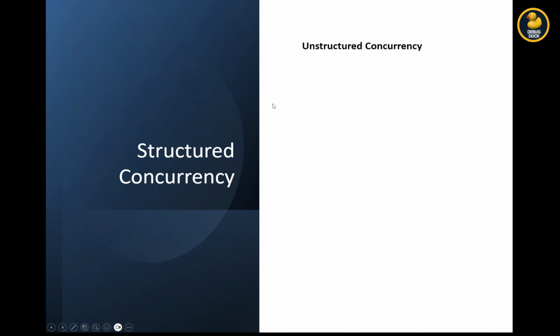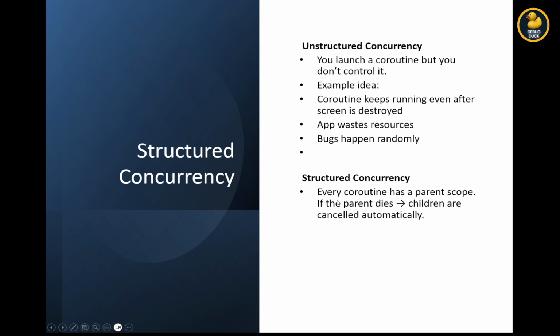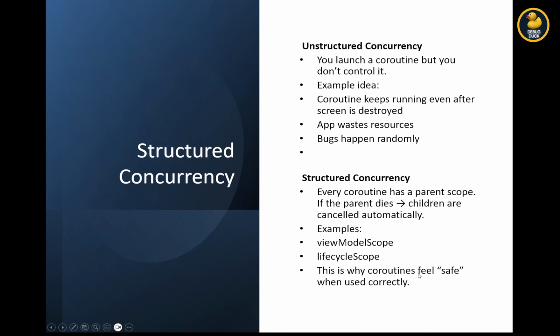Structured concurrency. An example of unstructured concurrency: you launch a coroutine but you don't control it. For example, the coroutine keeps running even after the screen is destroyed. The app wastes resources and bugs happen randomly. With structured concurrency, every coroutine has a parent scope. If the parent dies, the children are cancelled automatically. For example, viewModelScope and lifecycleScope. This is why coroutines feel safe when used correctly.